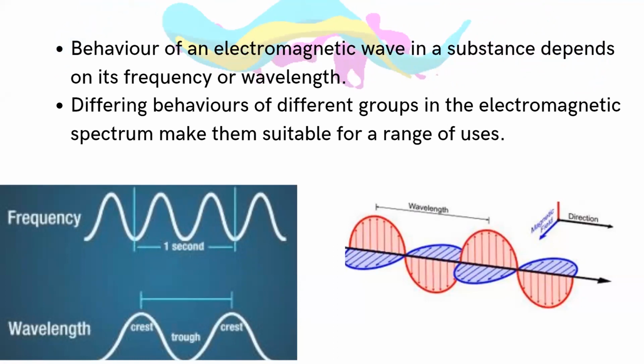These waves in the electromagnetic spectrum have different behaviors because their frequency and wavelength are different. Each of them has different wavelength and different frequency, and this makes them suitable for a wide range of applications.